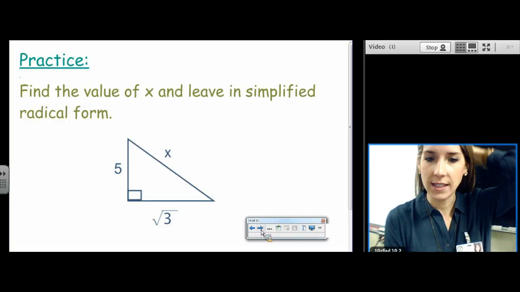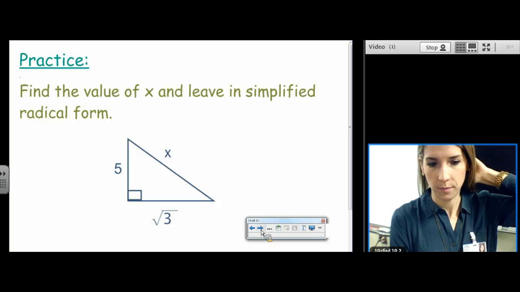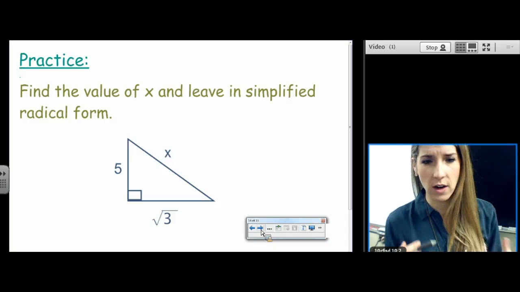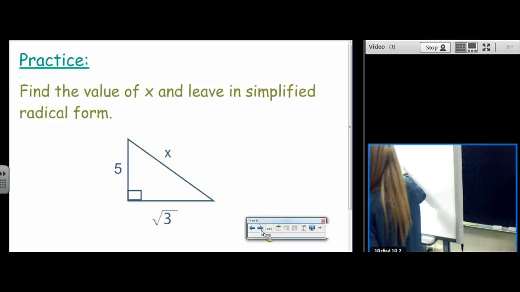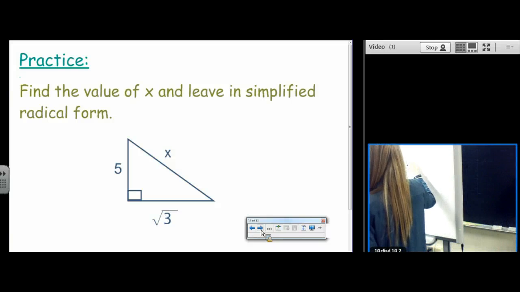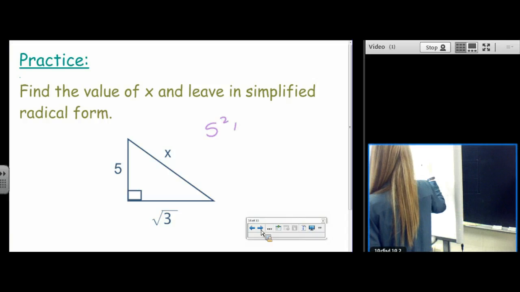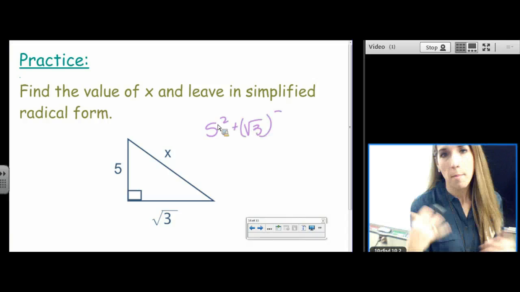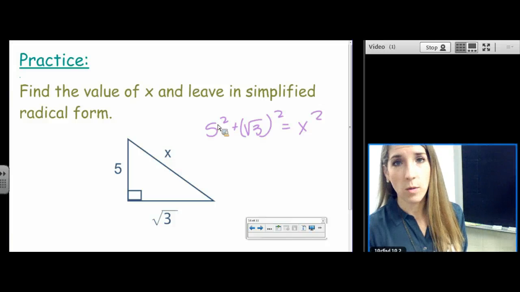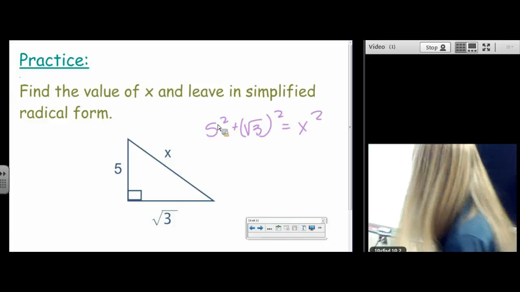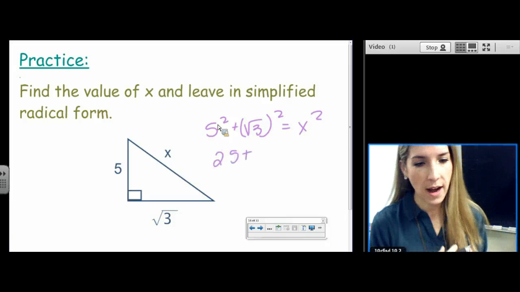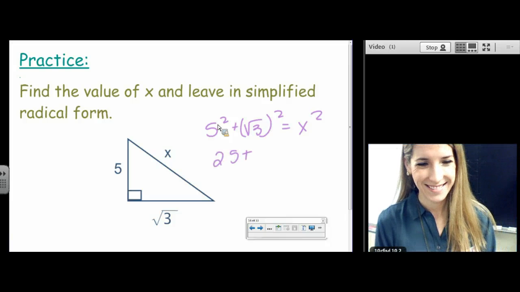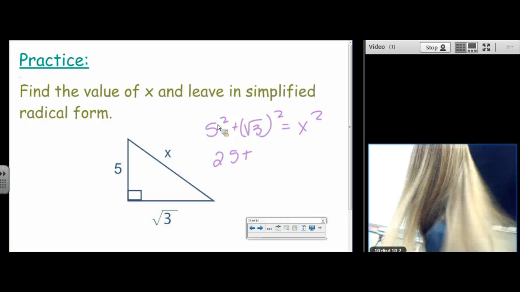Find the value of x and leave it in simplified radical form. So see how we're taking Pythagorean Theorem and stepping it up a notch. So we're going to do what we're used to doing. A squared plus b squared equals c squared, but now we know how to work with radicals. 25 plus, what's the square root of 3 squared? 3.